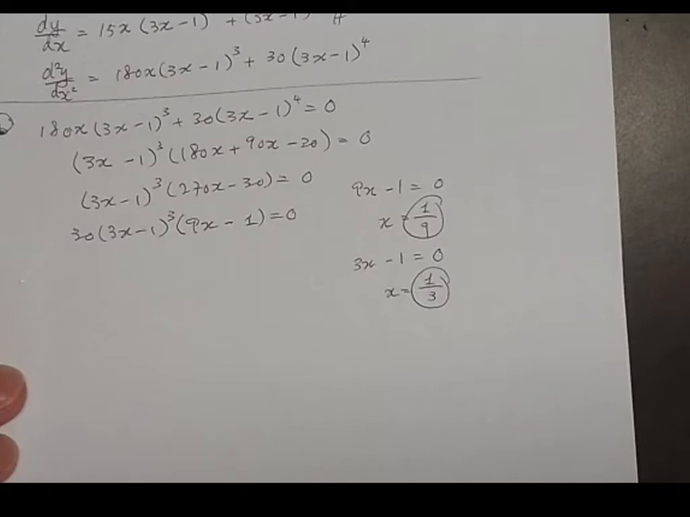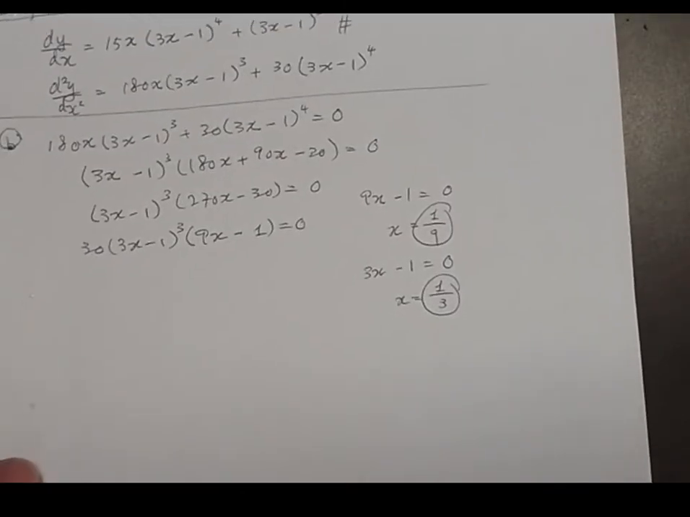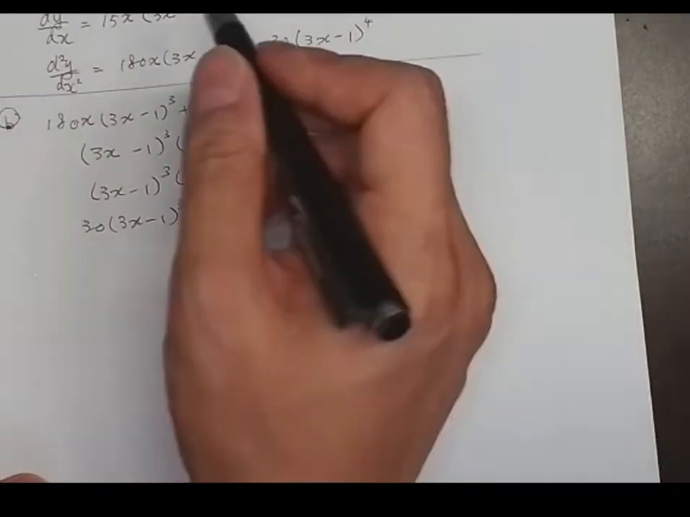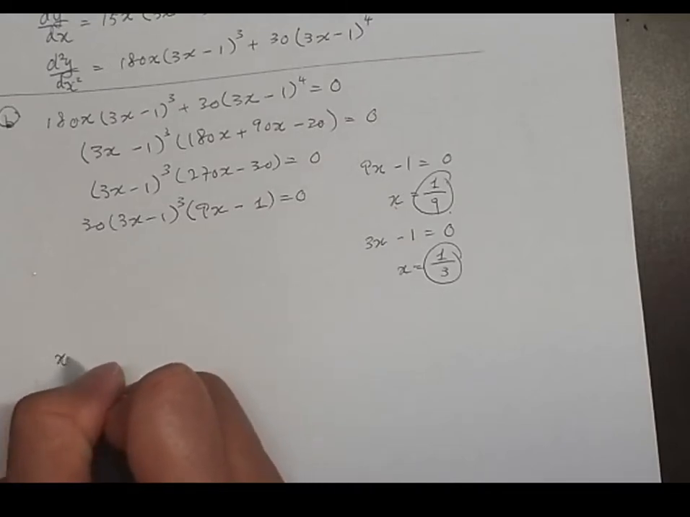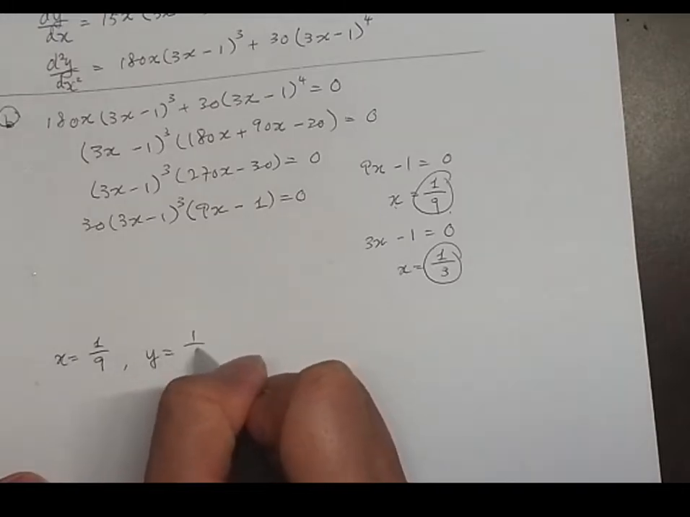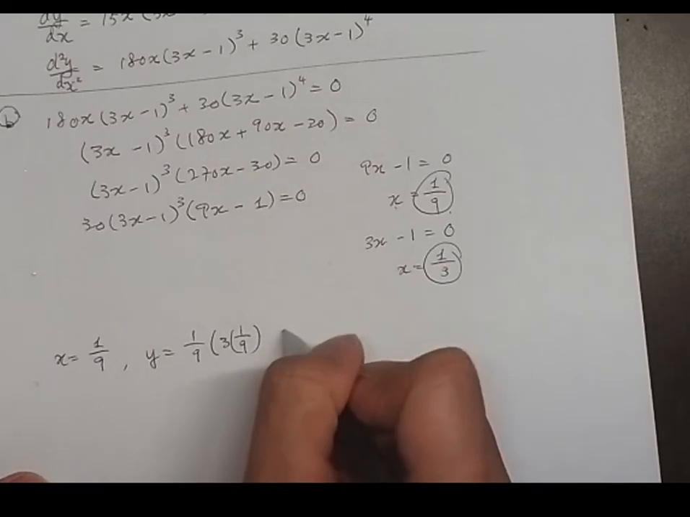That's 2 points of inflection. And we substitute the point x equal to 1/9 into the y equation. So if x is equal to 1/9, y is equal to 1/9 times (3 times 1/9 - 1) to the power 5.